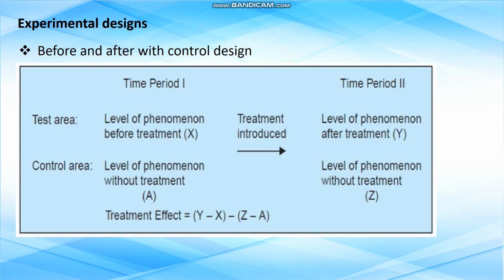So beyond the test area, you will have another area, which we call the control area. You must measure the level of phenomenon without treatment. Let's call it A, in time period 1. And in time period 2, you measure it again, the level of phenomenon without treatment, C. And the final formula is the treatment effect is equal to Y minus X, and then minus C minus A.